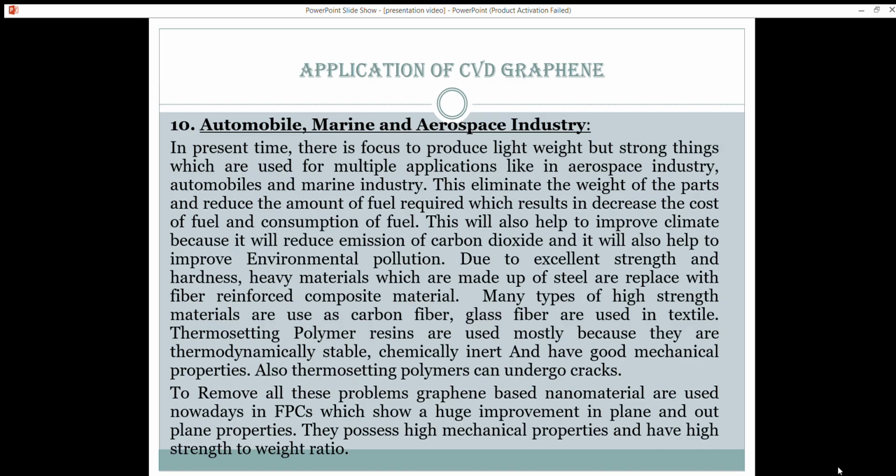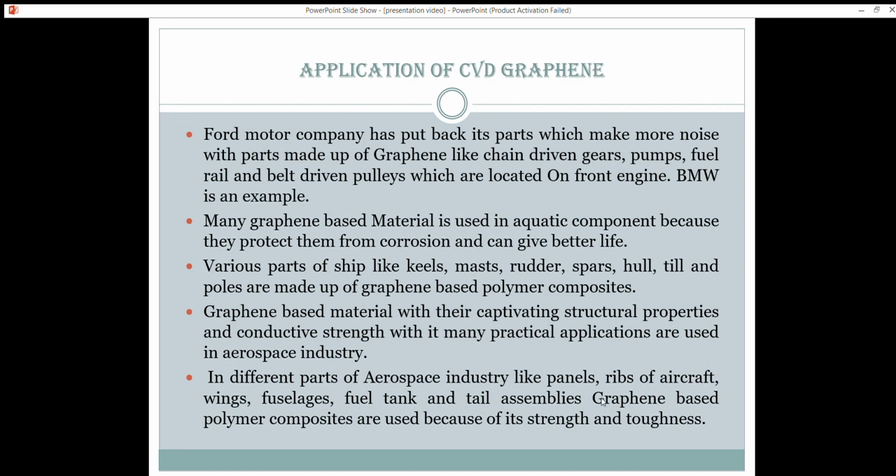Moving on, next we will see that a motor company, which is basically Ford Motor Company, replaced its parts which make more noise with parts made of graphene, like chain-driven gears, pumps, fuel rail, and belt-driven pulleys, which are located on the front engine. BMW is one of the examples. Many graphene-based materials are used in aquatic components because they protect them from corrosion and can give them a better life. Various parts of ships like spars, keels, masts, rudder, hull, tip, tail, and poles are made of graphene-based polymer composites.